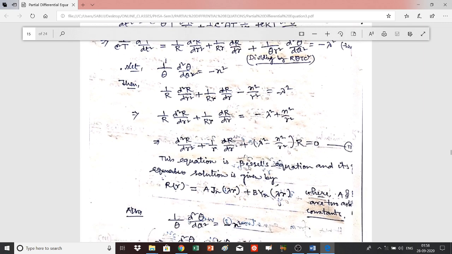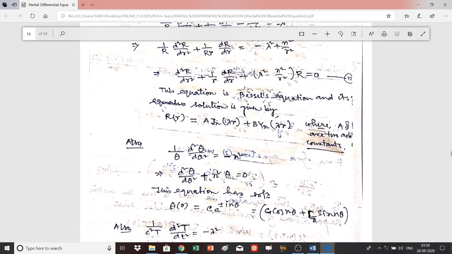So this equation is nothing but the so-called famous, the well-known Bessel's equation, and it has the solution that can be given as R function of r, that is equal to A Jn lambda r plus B Yn lambda r, where A and B obviously are arbitrary constants, and this is the Bessel's function of first kind for the order n, and this is the Bessel's function of second kind for the order n.